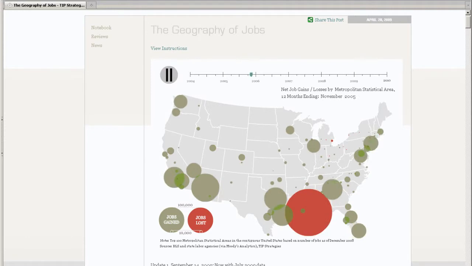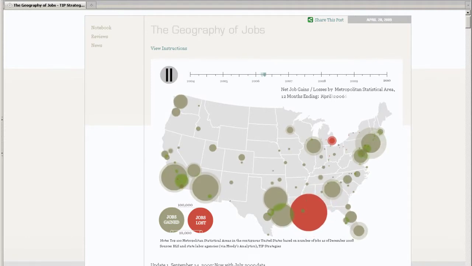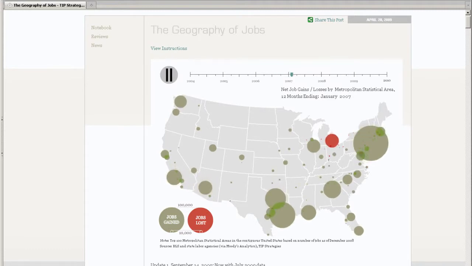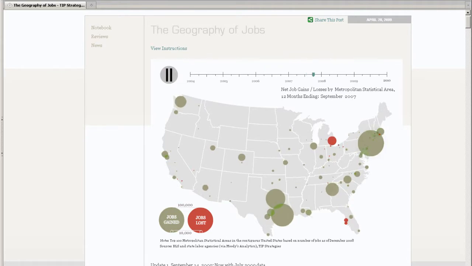That would be Katrina. And then there's kind of an echo effect in Detroit afterward, probably because of the effect on fuel prices and car purchases and things like that. And then it just kind of hums along for a while. And then in '07, the green kind of starts to go away. And then we get into '08, and you start seeing a whole lot more red.